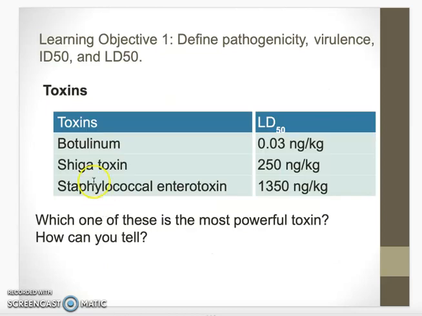Let's look at some examples. These are some different toxins produced by different bacteria. This is botulinum toxin, Shigella toxin, and staphylococcal enterotoxin. These are the concentrations that it takes to cause death in an average host. So botulism, 0.03 nanograms per kilogram is the amount we're looking at here. Shigella toxin, 250, and staphylococcal enterotoxin, 1,350. So which one of these is the most powerful toxin? It would be this first one, botulinum toxin. How can I tell? Because it takes the tiniest amount to cause death.